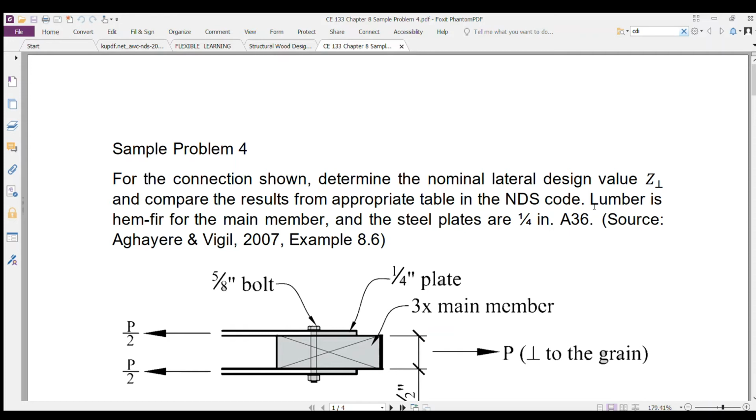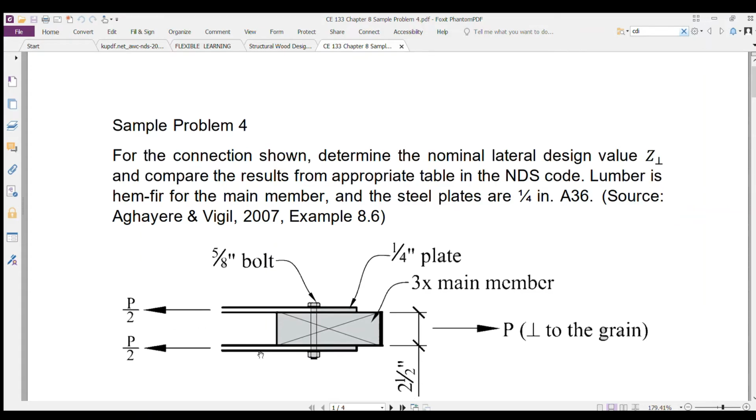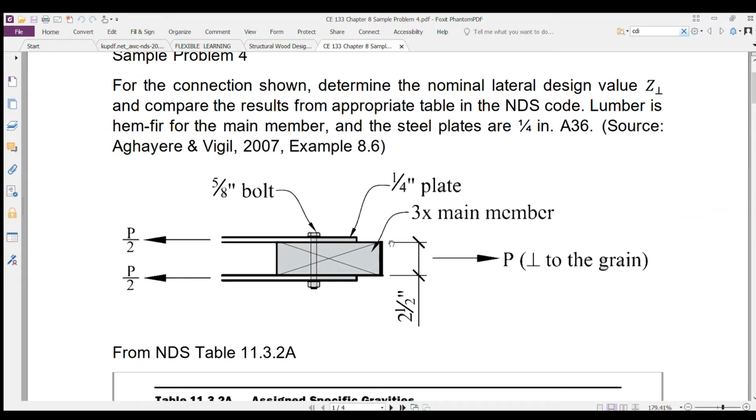For sample problem 4, as you can see in the previous slide, we are required to determine the nominal lateral design value Z perpendicular and compare the results with the appropriate NDS table or NDS code. Lumber is hemisphere for the main member, and steel plates of 1/4 inch thickness are the side members, which are A36 steel. We are required to determine the nominal lateral design value Z perpendicular.